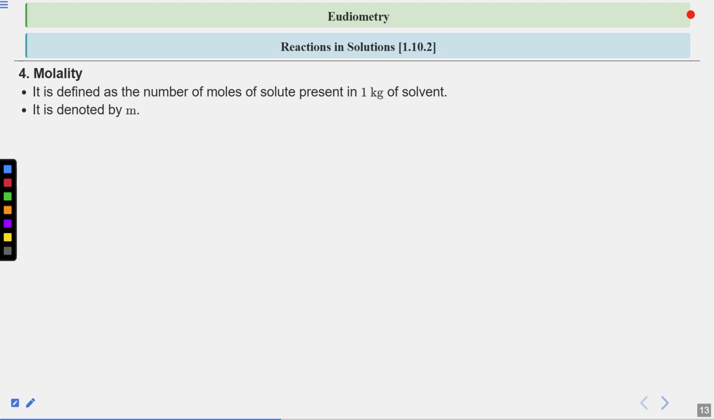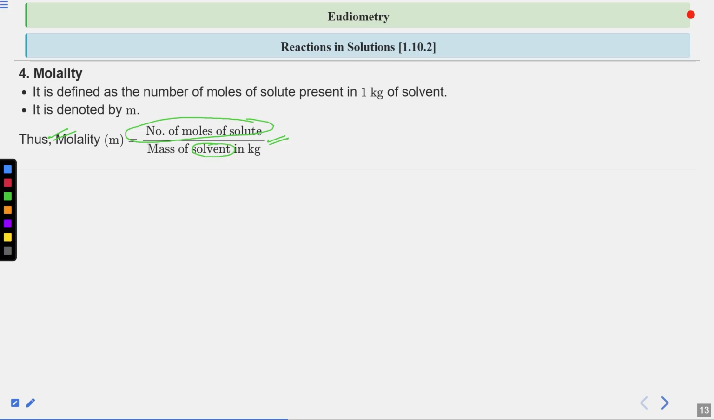Here we denote molality by small m. Molarity was denoted by capital M and molality is denoted by small m. There is only one letter difference in the pronunciation of molarity and molality, L and R. Therefore, we can write the formula as the number of moles of solute divided by the mass of solvent in kg. This is the way we calculate molality. See, we have taken the mass of solvent and its unit should be in kg.